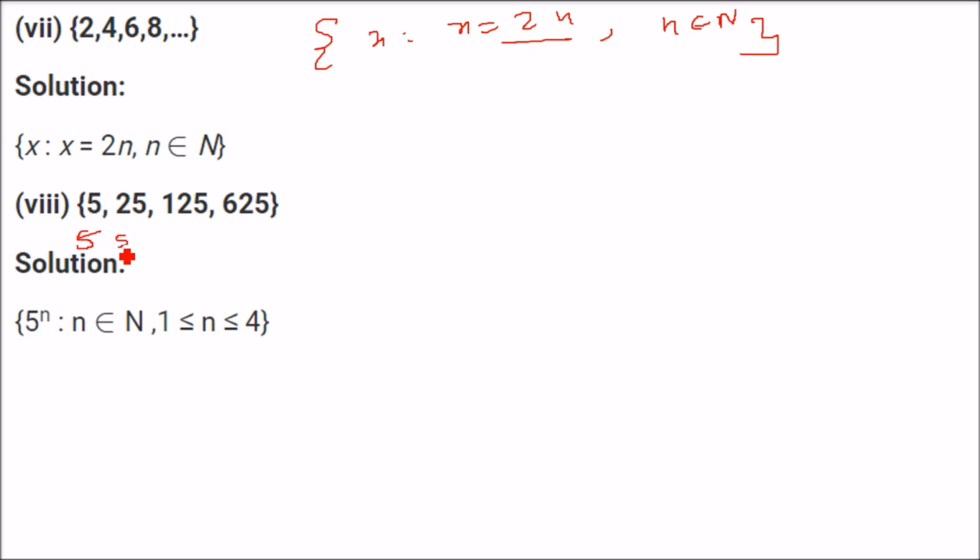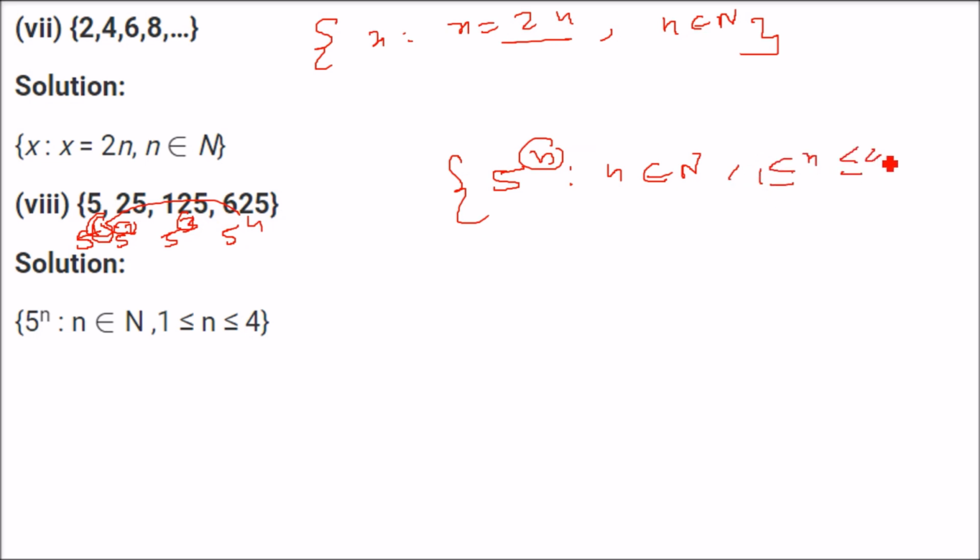Here, this is 5, this is 5 square, 5 cube, 5 to the power 4, like this. So we'll just write 5 to the power n such that this n belongs to, because this is 1, 2, 3, 4 and these are natural numbers. So n belongs to N, but we have to restrict these natural numbers from 1 to 4 because there are only 4 numbers. So this n is greater than or equal to 1 and less than or equal to 4. This is the answer.